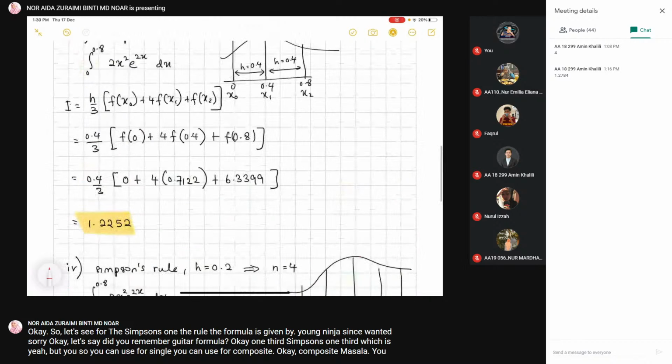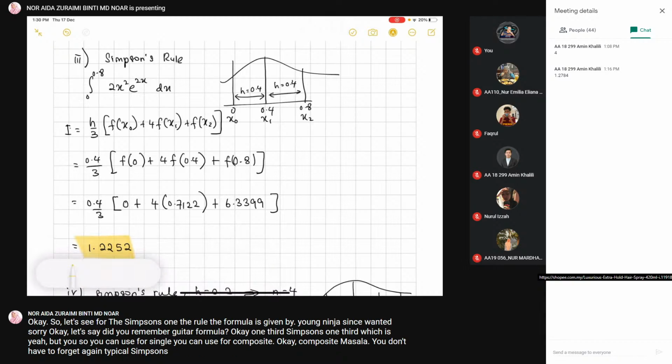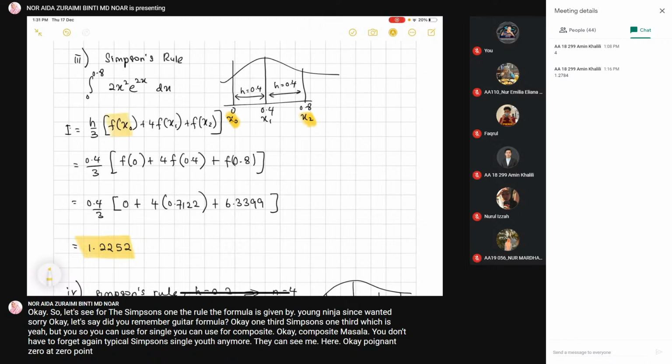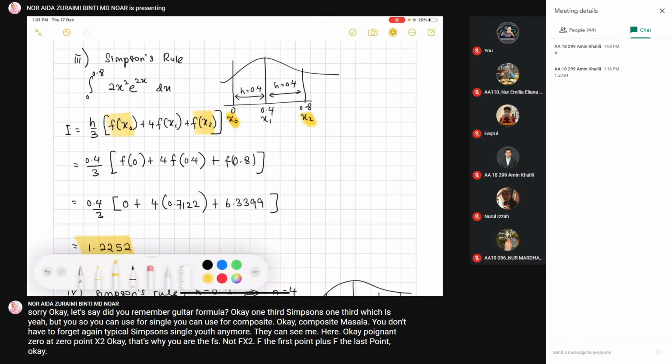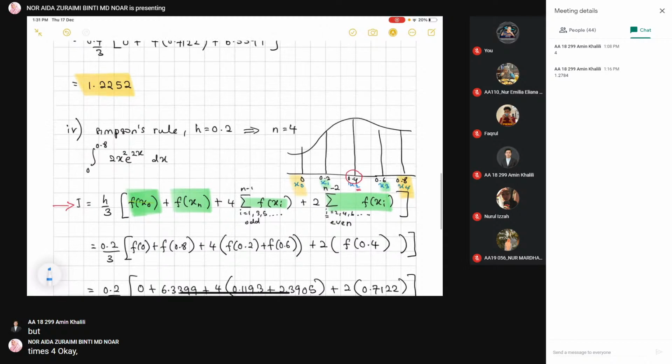Tapi kalau Simpson's single, you tengok dekat sini, kita ada 3 point je. Point yang pertama x0, point yang kedua x2. That's why you ada f(x0), f(x2), f the first point plus f the last point. Yang tengah-tengah you tengok nilai dia odd ke even number? Odd. When i is odd, that's why we times with 4.